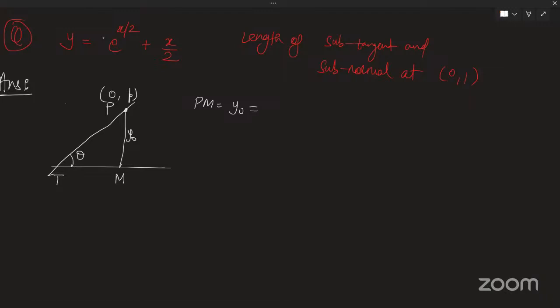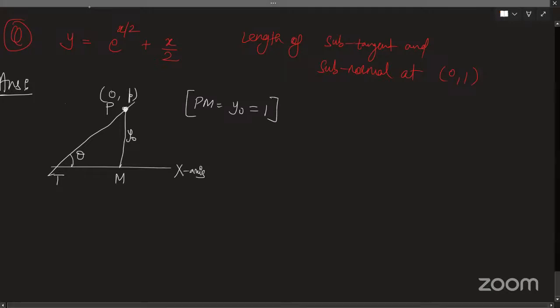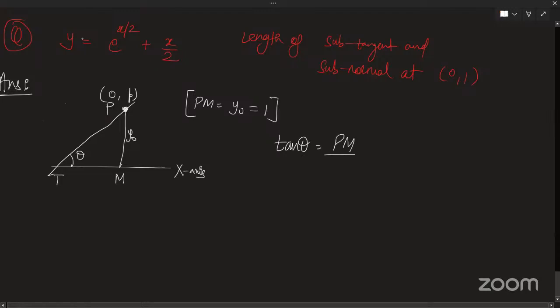What is my value of y naught? Y naught means the y coordinate at the point that I'm talking about. It's 1, right? This is my x-axis, and this is my point 0, comma 1. What is the distance of 0, comma 1 from the x-axis? It is equal to the y coordinate, 1. So PM is equal to y naught, which is 1. Applying tan theta, tan theta is PM by TM. So TM is equal to PM by tan theta.